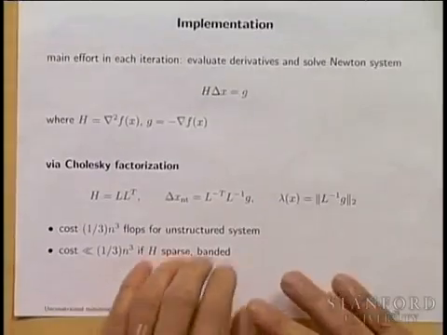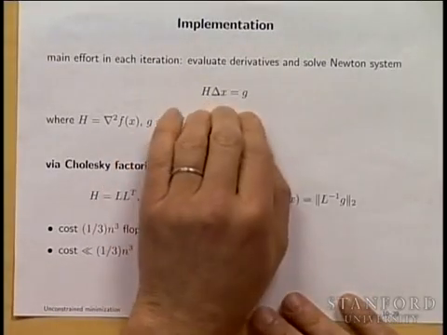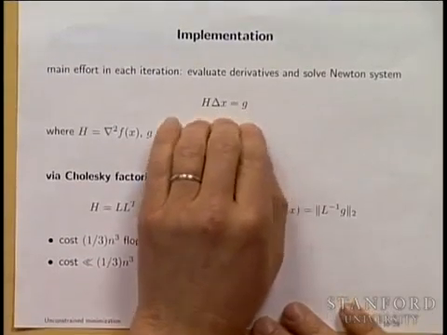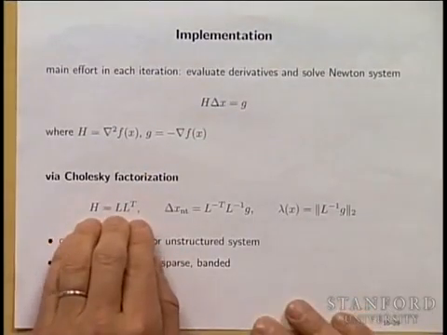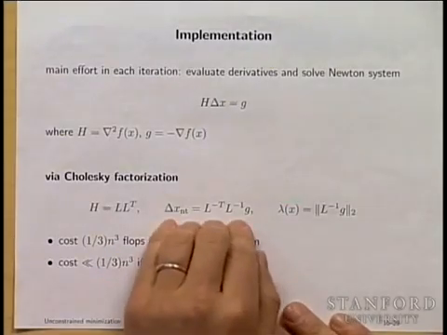Okay. How do you do that? Simple answer is, if H has no structure or whatever, Cholesky. So you just do Cholesky here. You do a Cholesky factorization, you do a backward, then a forward substitution, that's this, and so on.